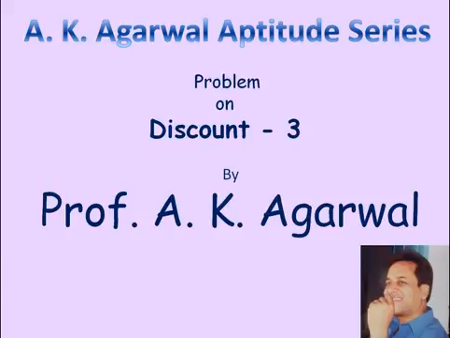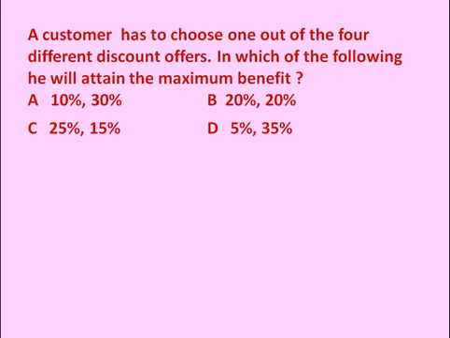Friends, in this session we are going to learn a technique for solving a problem on discount. Here the given problem is: a customer has to choose one out of 4 different discount offers. In which of the following will he attain the maximum benefit? 4 companies are offering 4 different schemes.